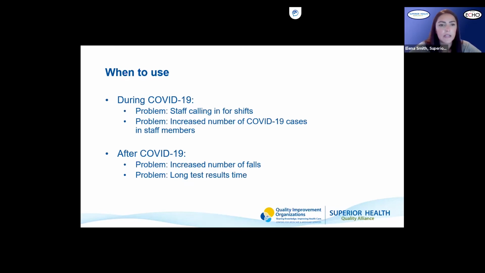So all of those things are a good example. Cause and effect diagrams are a good way to map out these types of problems and then start your quality improvement processes on the things that you've identified.